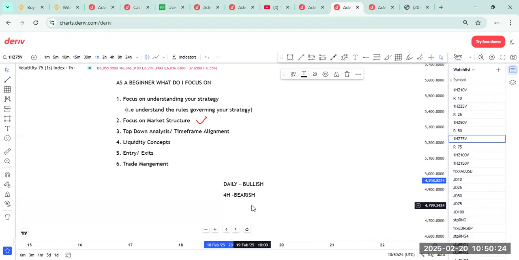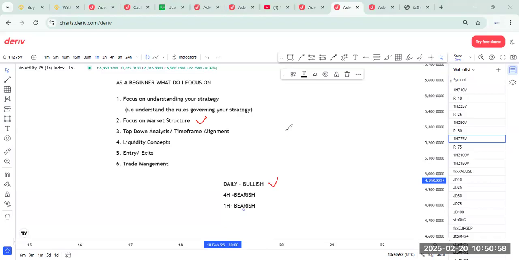So if the 4-hour is bearish and you go to 1 hour and it is also bearish, what this is telling you is that although the daily is bullish, the 4-hour and the 1 hour are bearish, meaning that it has not yet aligned to the direction of the daily time frame. So what do you do? You wait for the alignment. That is if you want to take buy trades. You wait for the alignment.